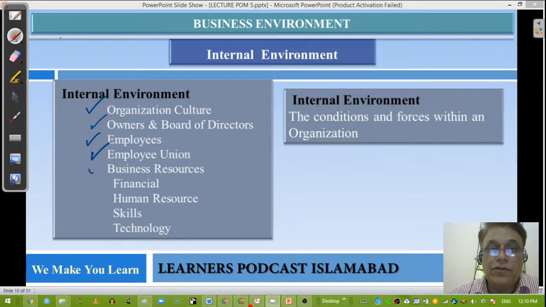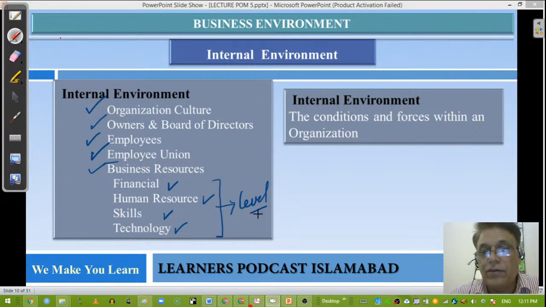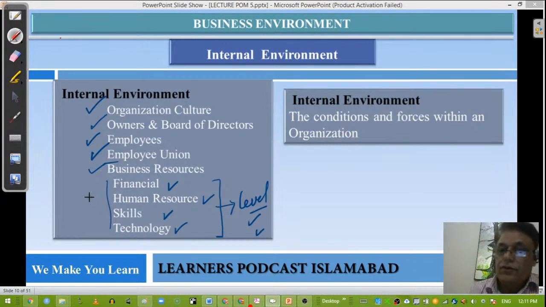Then come the business resources that you have already seen, all the resources that include financial resources, information resources, human resources, and technologies. So the level of these resources, the accessibility of these resources, and the abundance of these resources make the strength of the business. If you are weak in any of these things, that is overall weakening the business as a whole. So these are the components of the internal environment. So, moving on.